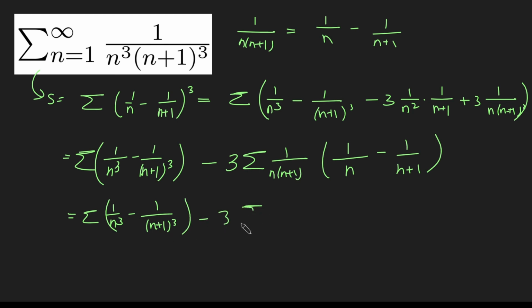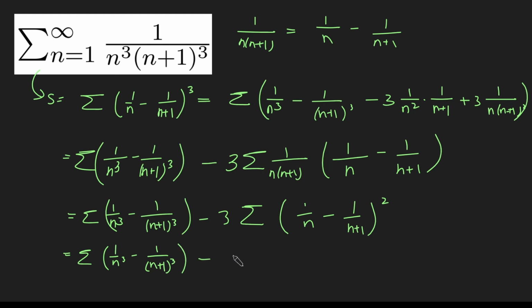Minus 3 lots of the sum of this thing, (1 over n minus 1 over n plus 1) squared, like so. So what we've shown is our sum S is equal to this sum here, which you may have an idea as to how to evaluate, minus 3 lots of this thing here. Okay, let's continue. I'm not really going to touch this first term for the time being. If you wanted to, you could evaluate this, but we're going to do one big evaluation at the end.